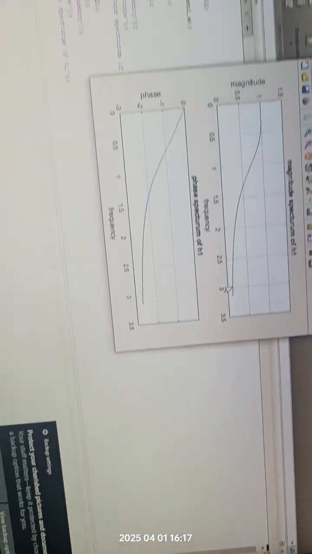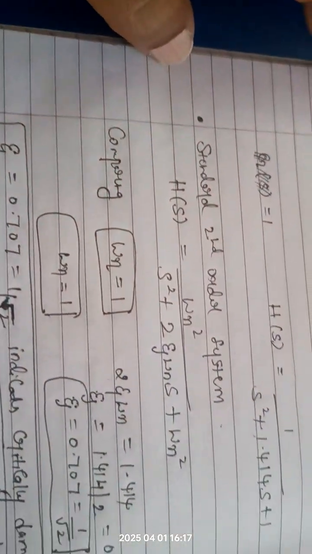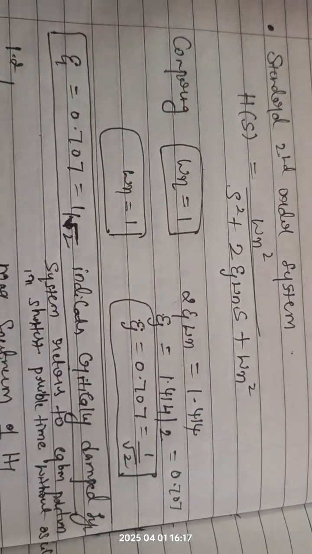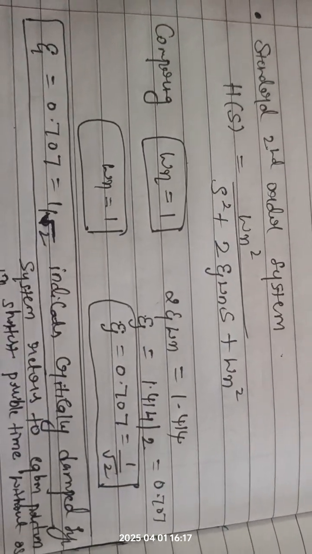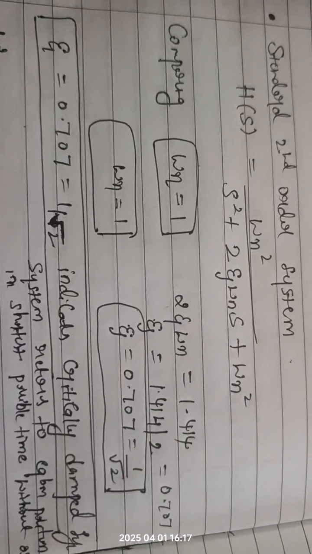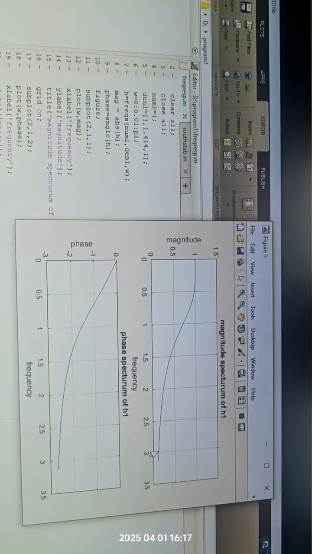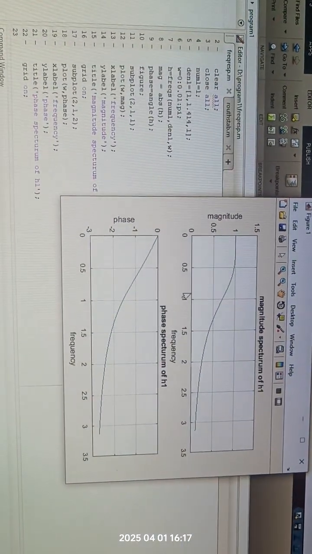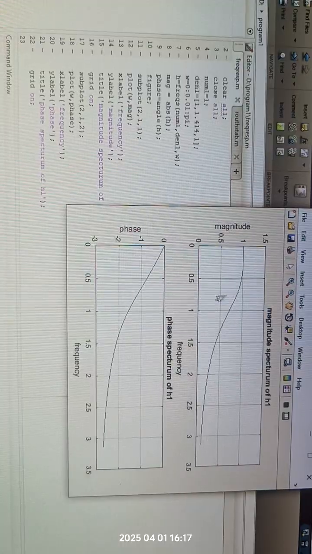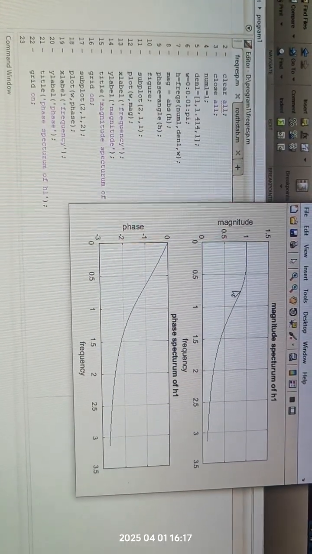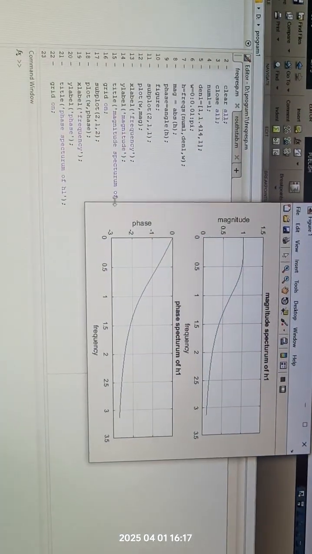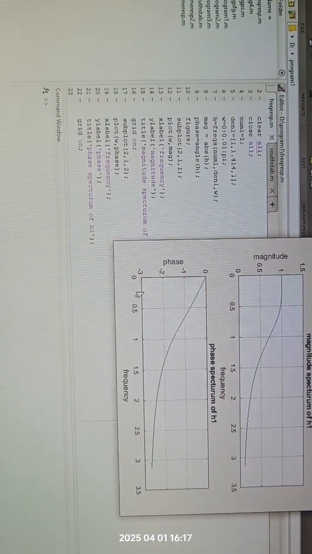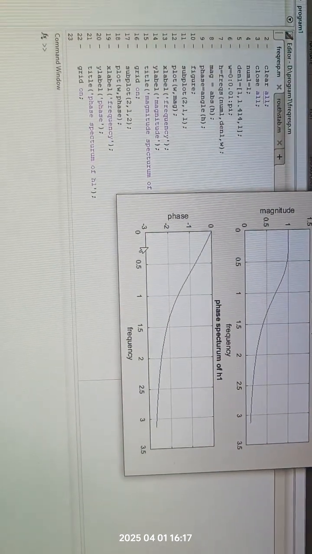So these are the plots for what type of system? A critically damped system, that is, the zeta value is 0.707 and omega n is 1. This is what I can observe: between 0.5 and 1, there is the 0.707, which is the zeta damping factor. That's what you can observe from this frequency response of a second order system, the critically damped system.